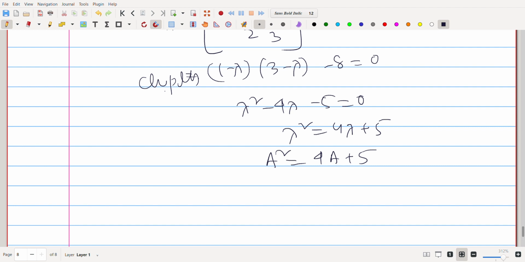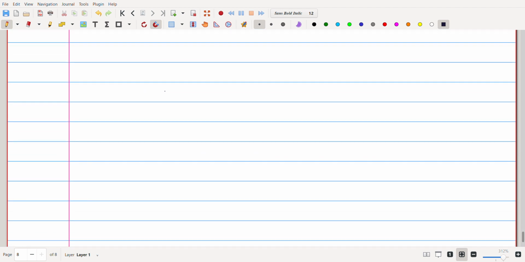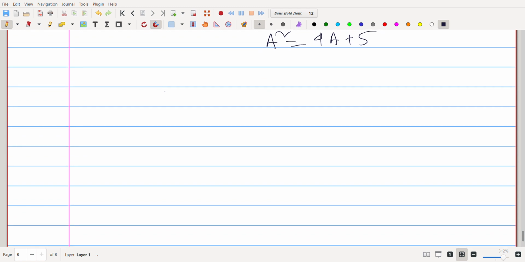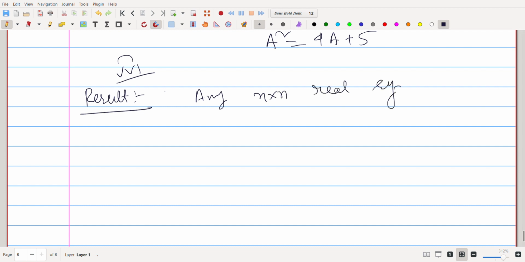Okay, move to the next one. This is a fine problem. So to do that, you need to know a very important result from linear algebra, that any n by n real symmetric matrix is diagonalizable, right? And eigenvalues are real. So A is diagonalizable and all eigenvalues are real. That is directly from the theory.